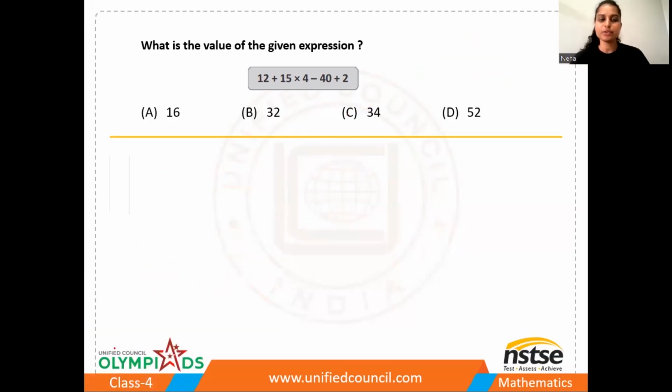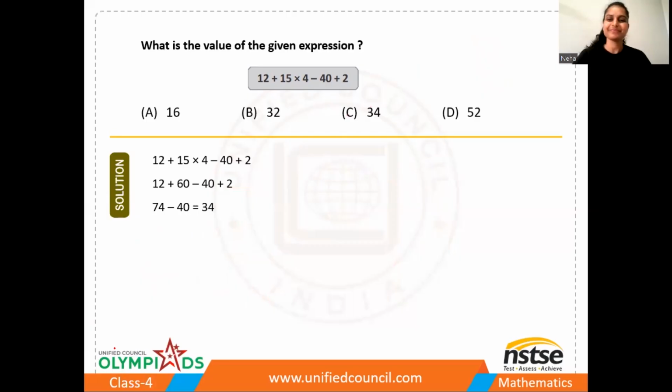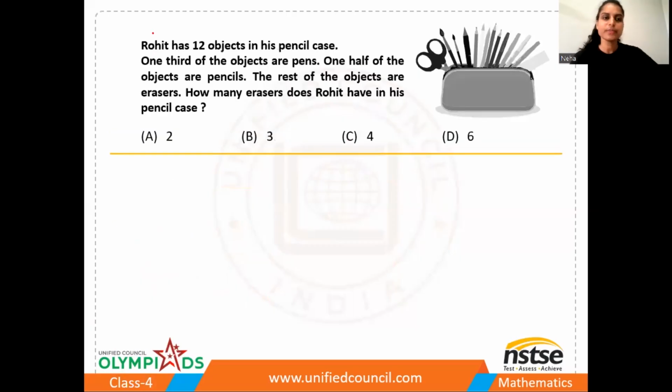Alright. Let me show you the solution. The next question. Rohit has 12 objects in his pencil case. Okay, so this is the pencil case, and he has 12 objects in it. 1/3 of the objects are pens, 1/2 of the objects are pencils, the rest of the objects are erasers. So how many erasers does Rohit have in his pencil case?